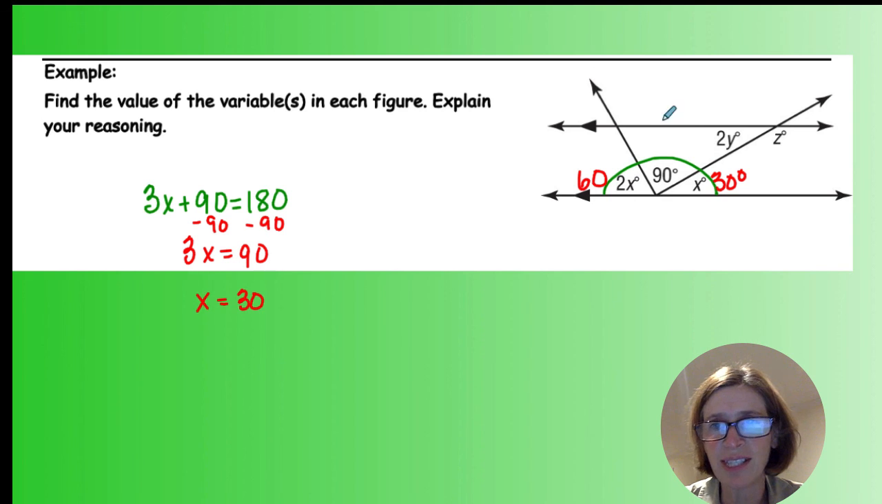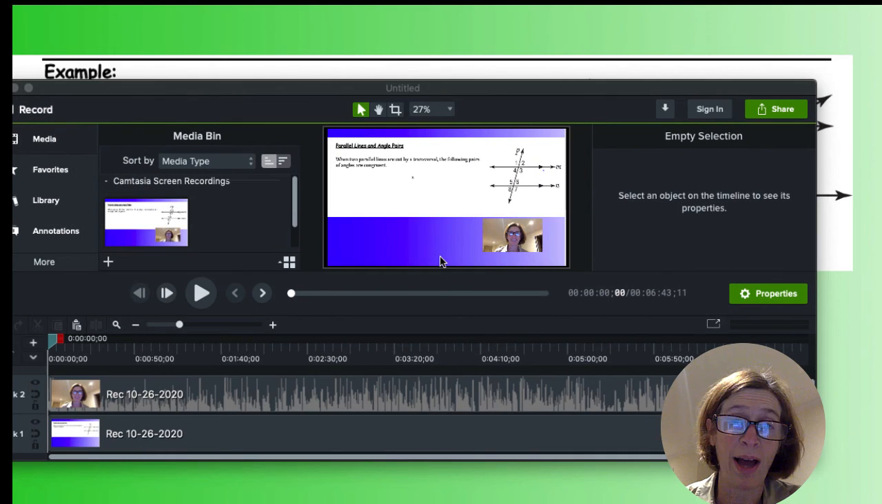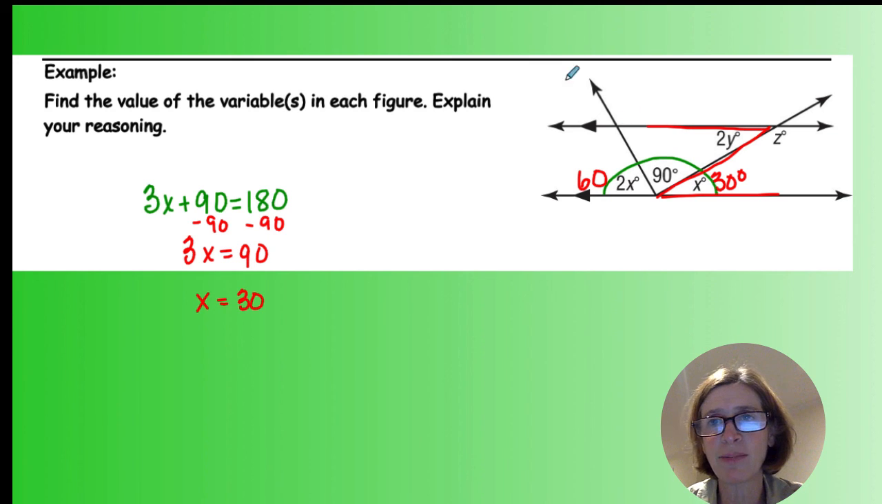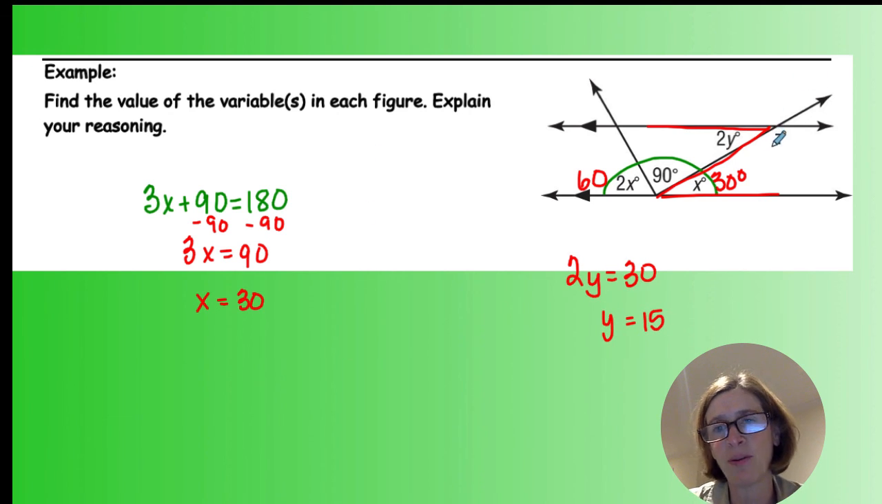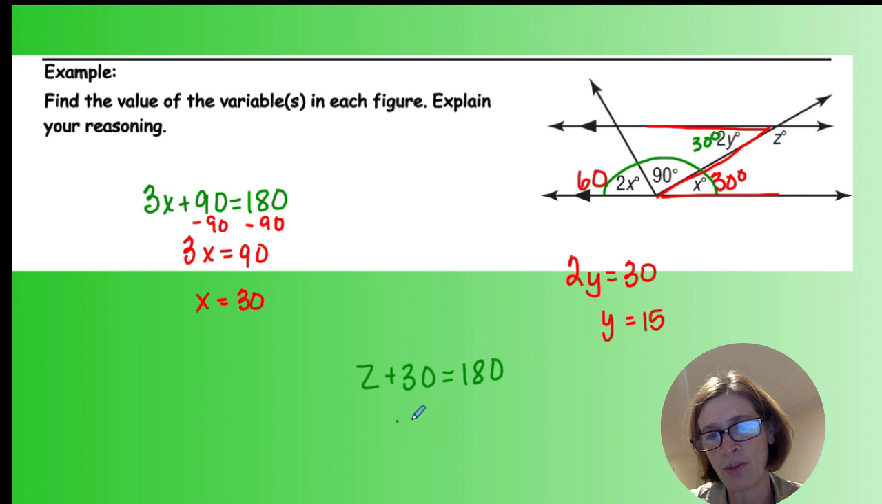Well, then I actually see a z. Hard to see, but kinda, right? So that tells me that 2y equals 30, and so y equals 15. All right, and then I have z to work with. So I know this is 30 degrees. So I have a couple of options. I know that x and z are supplementary. They're same side interior angles, so they're supplementary. So I know that z plus 30 has to equal 180. So z would be 150 degrees.